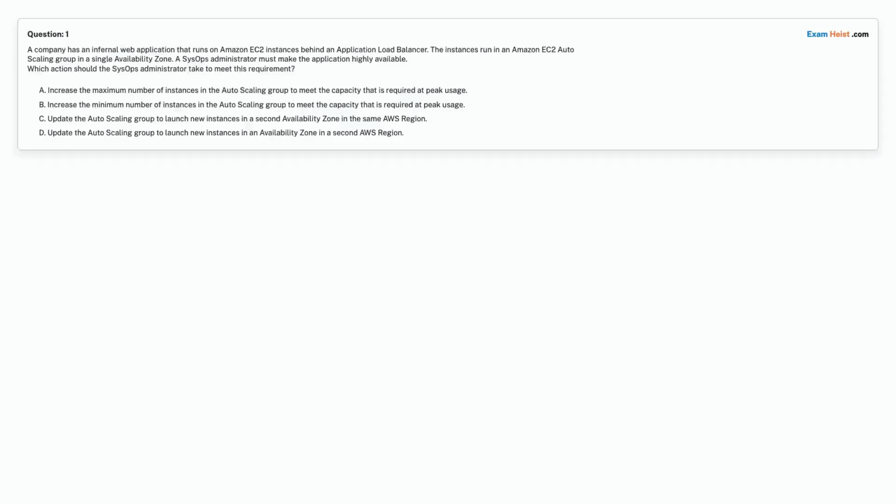Option A. Increase the maximum number of instances in the Auto Scaling group to meet the capacity that is required at peak usage. Option B. Increase the minimum number of instances in the Auto Scaling group to meet the capacity that is required at peak usage. Option C. Update the Auto Scaling group to launch new instances in a second Availability Zone in the same AWS Region. Option D. Update the Auto Scaling group to launch new instances in an Availability Zone in a second AWS Region. Choose the correct answer.